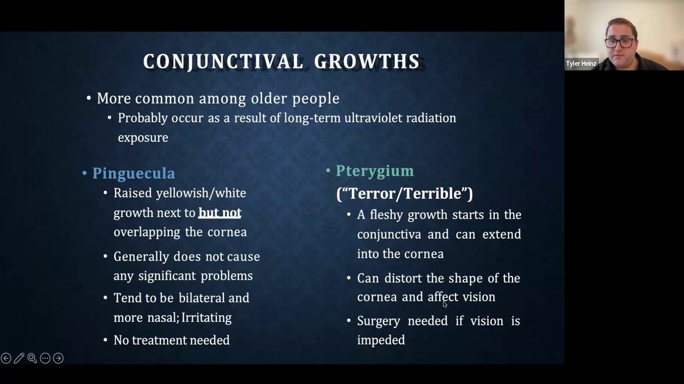So it can distort the shape of the cornea. Remember, the shape of the cornea has a lot to do with our astigmatism and the blurring effect of our vision. So if it grows onto the cornea and distorts the shape, it may induce more astigmatism. And of course, it can go right into the center of vision, right in your visual axis over the front of the pupil. And then, of course, we're going to need surgery to remove the pterygium because it's going to be visually impairing if it's in their visual axis.